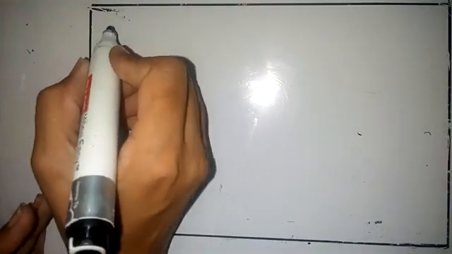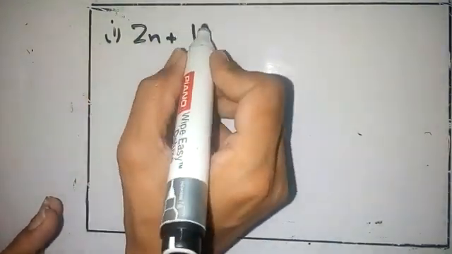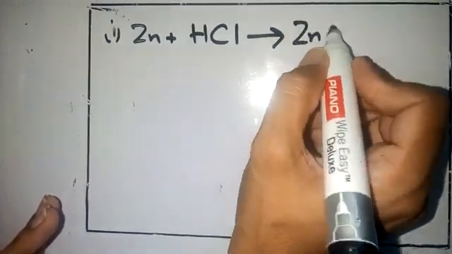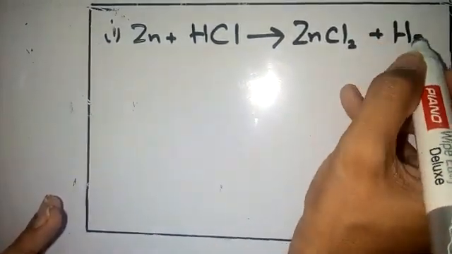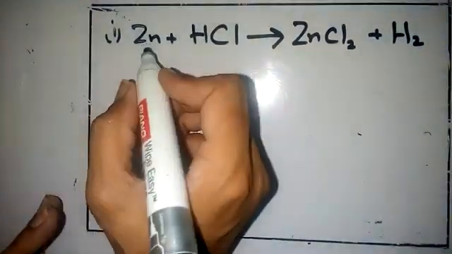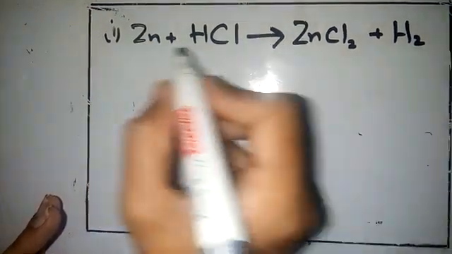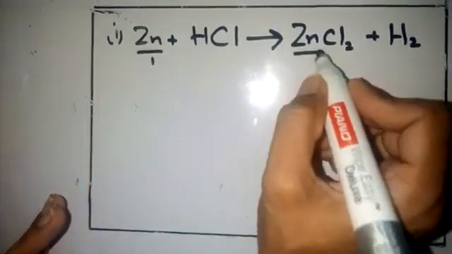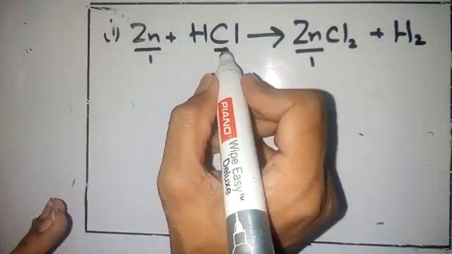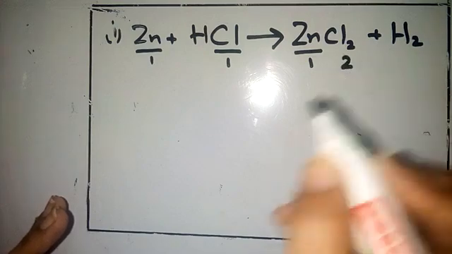Students, the first equation is zinc plus HCl. They will react to form zinc chloride plus H2 gas. So students, you can see here in the reactant we have one atom of zinc, and in the product we also have one atom of zinc, but in the reactant we have one chlorine atom, while in the product we have two chlorine atoms.